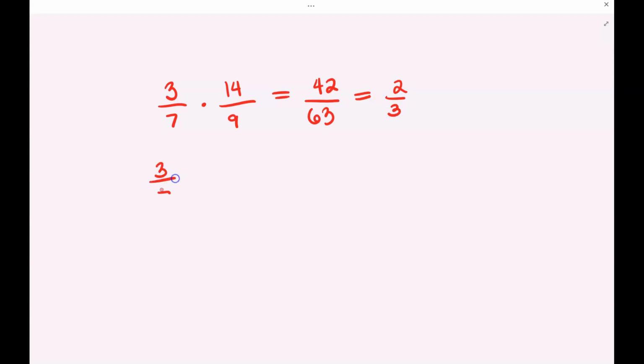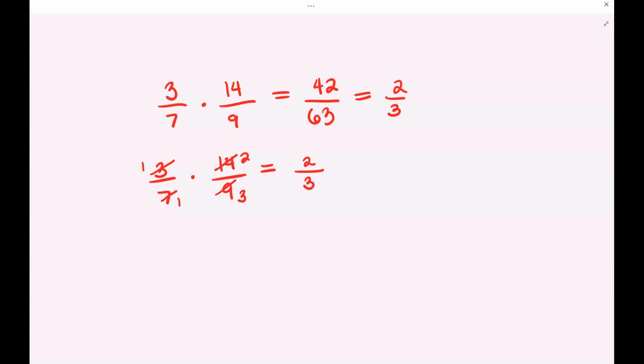There's an easier approach, which I would use, which is take a look at what you can cross cancel. So the multiplication, because really this is 3 times 14 over 7 times 9, right? Anything in the numerator will cancel with anything in the denominator. Because 3 goes into 9 3 times, so that would be 3 over 9. And 7 goes into 14 2 times. So now you're left with 1 times 2, 2 in the numerator, 1 times 3, 3 in the denominator.